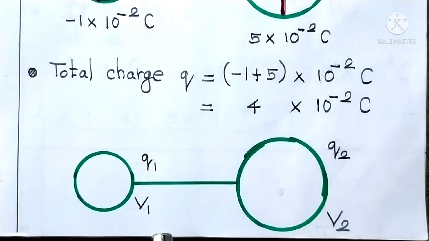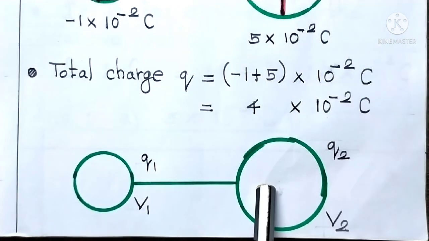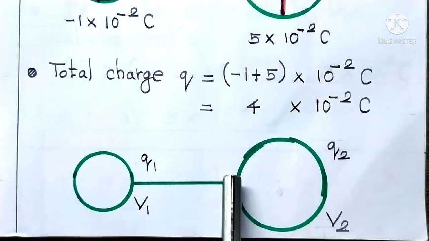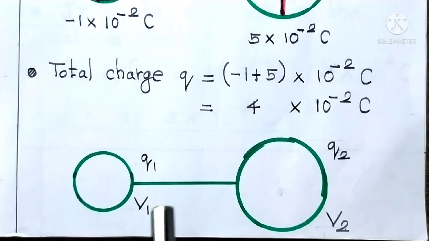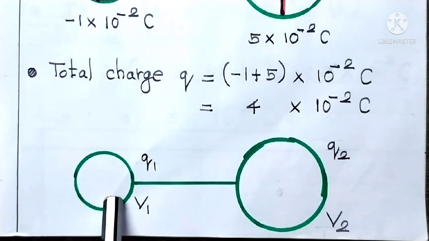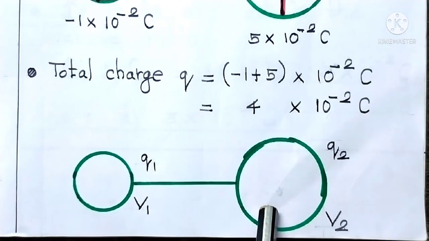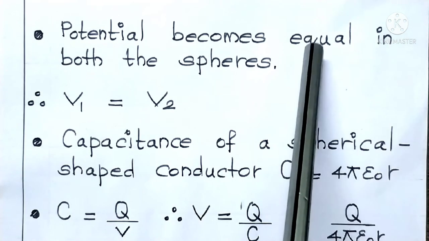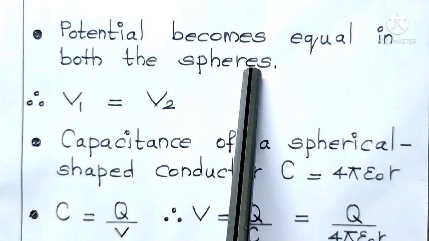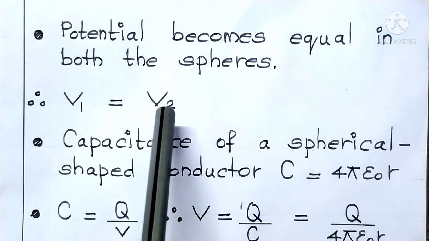So what will happen? The charges in these two spheres will get distributed till both the spheres attain the same potential. So V1 and V2 will become equal. Potential becomes equal in both the spheres. Therefore, we can write like this: V1 is equal to V2.